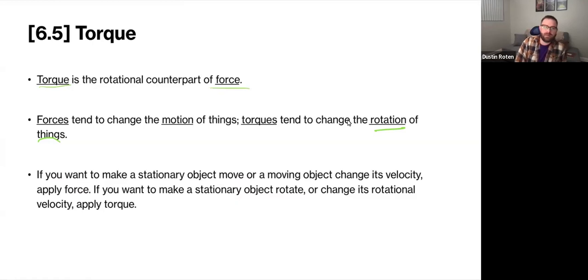If you want to make a stationary object move or a moving object change its velocity, you would apply a force. That has to do with force. If we want to make a stationary object rotate or change its rotational velocity, we apply a torque.